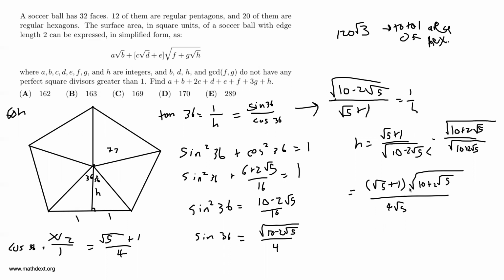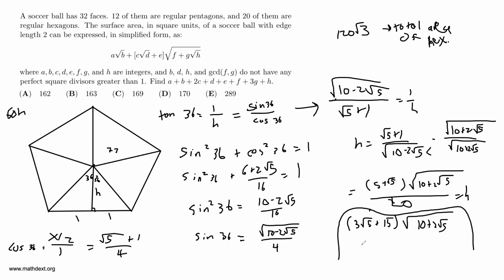And you can just multiply the numerator and the denominator by root 5 to get root 5 plus 1 times root 5 is 5 plus root 5. So we multiplied the numerator and the denominator by root 5, and we get 5 plus root 5 over 20. Okay, so this is equal to h. So 60h is this times 60, which is 3 root 5 plus 15 times square root of 10 plus 2 root 5. So our total surface area is this stuff plus 120 root 3.